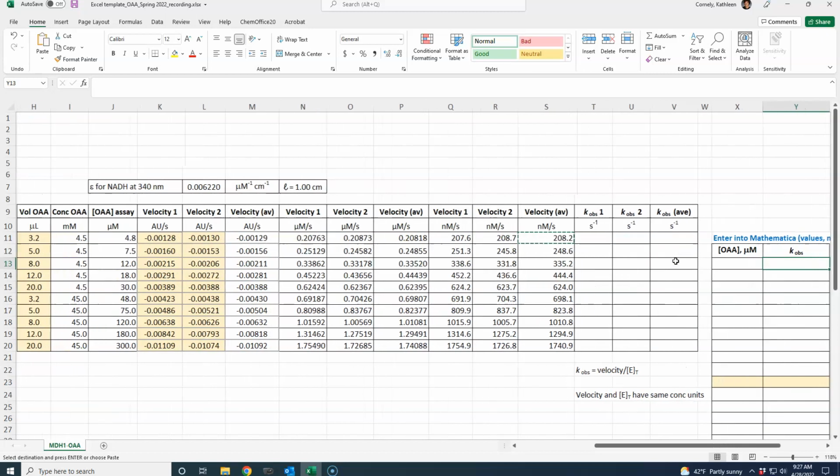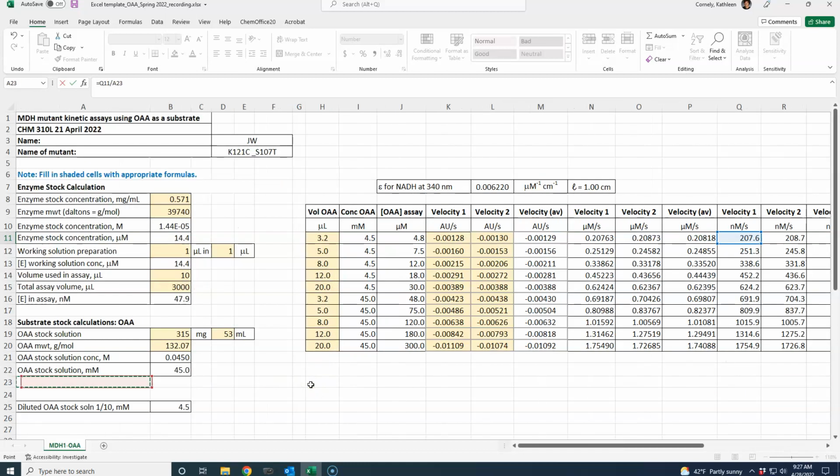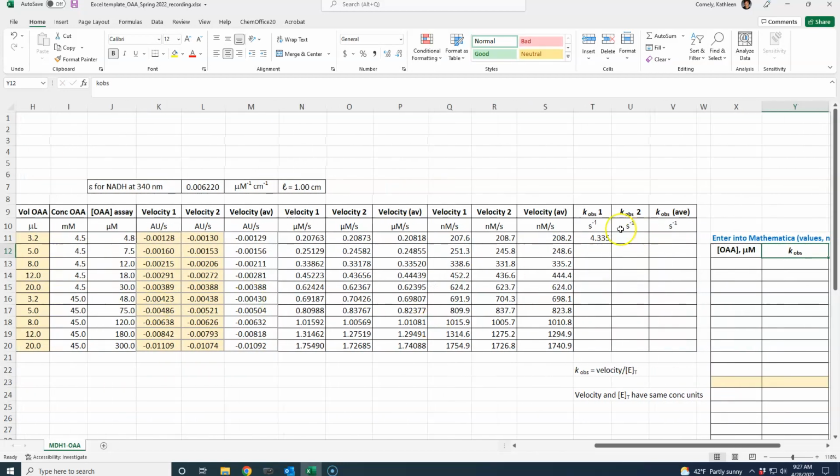Okay, so the next thing I want to do is calculate K observed, and K observed is the velocity divided by the total enzyme concentration. So we'll get units of reciprocal seconds because, again, the concentration units of nanomolar are the same. For the first trial, I take the velocity and divide it by, and I have to go way back here and look at my enzyme concentration in nanomolar in the assay. That will give me my K observed. Again, I want to copy this, so let's convert this B16 into an absolute reference.